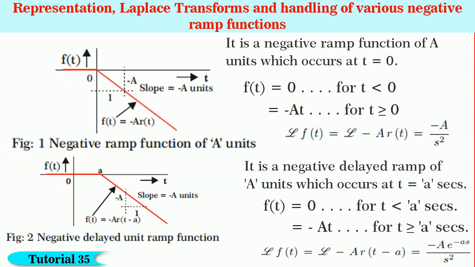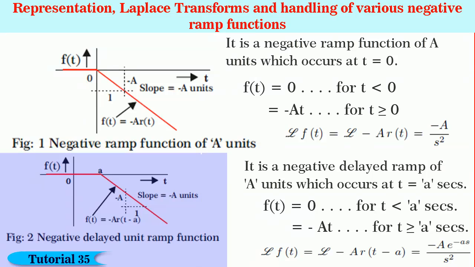So, its mathematical model is f of t is equal to 0 for t less than 0 and is equal to minus at for t greater than 0. This function is represented as f of t is equal to minus a into r of t. So, its Laplace transform L of minus a into r of t is equal to minus a divided by s square.